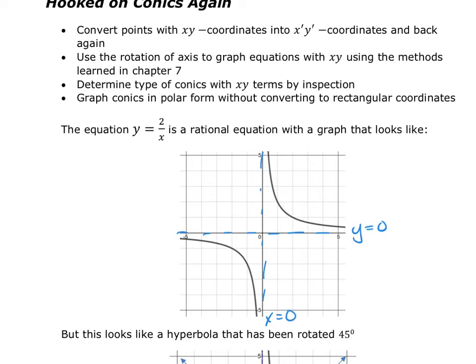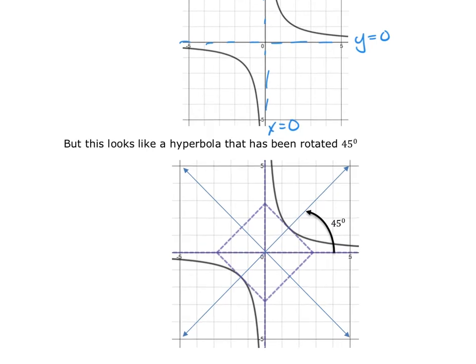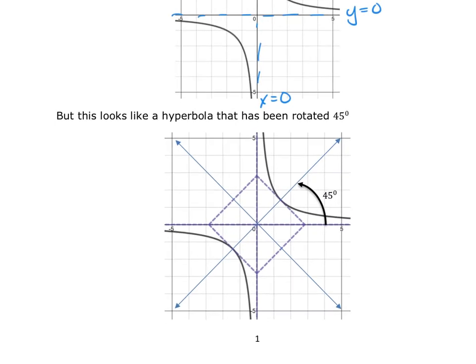But really, this is a hyperbola. This is a hyperbola that has been rotated 45 degrees. And so let's go through it as a hyperbola. That's what it is. It's really, truly a hyperbola. And your y and your x, where x is 0 and y is 0, those horizontal and vertical asymptotes are really the asymptotes through the box. So really, what we had in pre-calc 1 was a hyperbola with a rotation of axes.